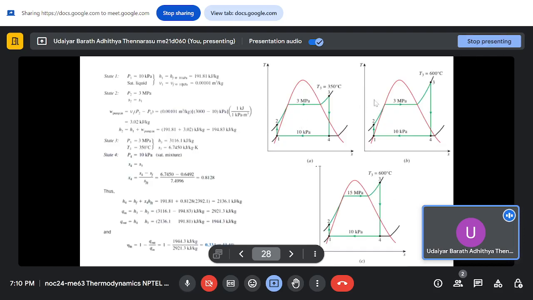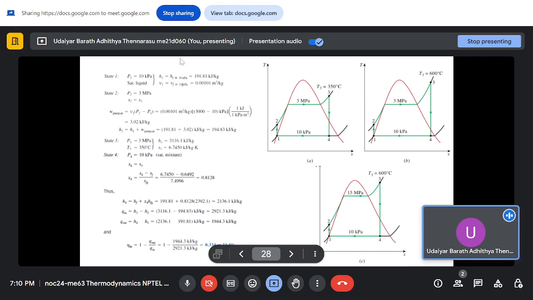So if you see, these are the 3 cycles. First, you are limiting to 350 degrees Celsius, with pressures of 10 kilopascal and 3 megapascal. The second case, your pressures are the same, but you are increasing to 600 degrees Celsius. This is a superheating case. In the third, using the same temperature of 600 degrees Celsius, you are increasing the boiler pressure to 15 megapascal.